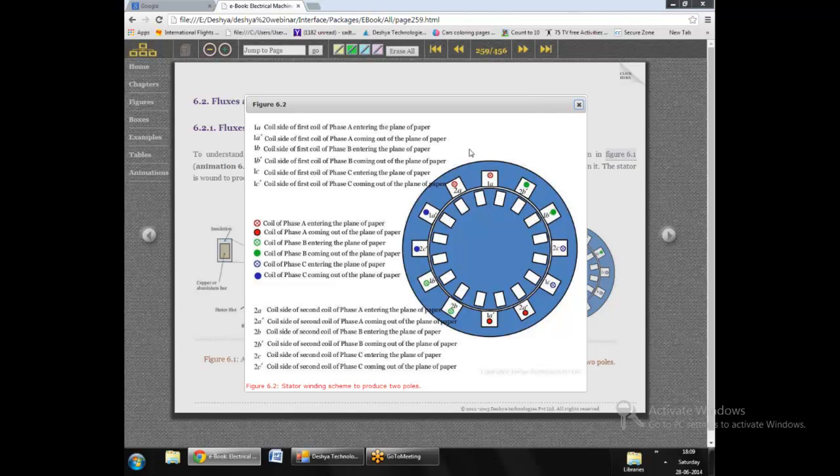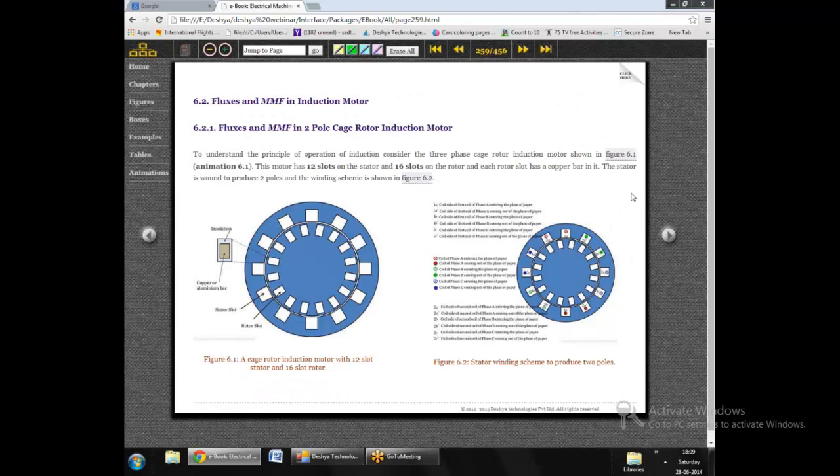Here we can see that since it's a single layer winding, there are two coils per phase, and the color scheme that we have used is RGB, where R is for red and it represents phase A, G is for green which represents phase B, and B is for blue which represents phase C. So here we can see the various coils of each phase.